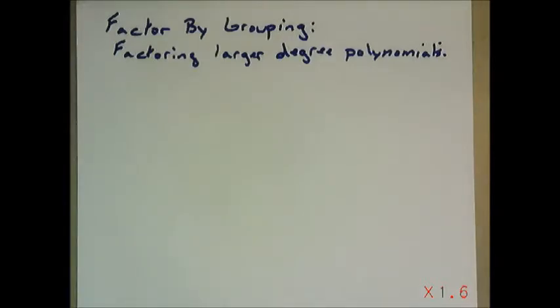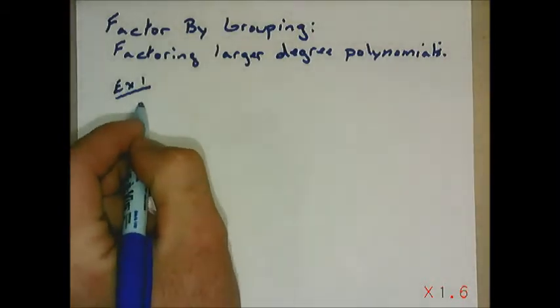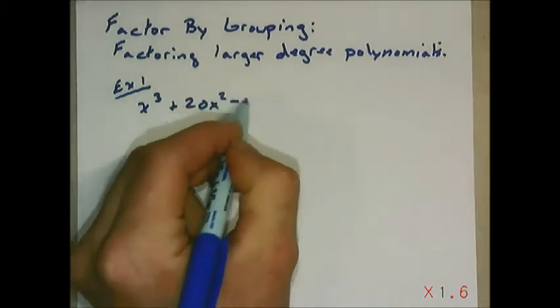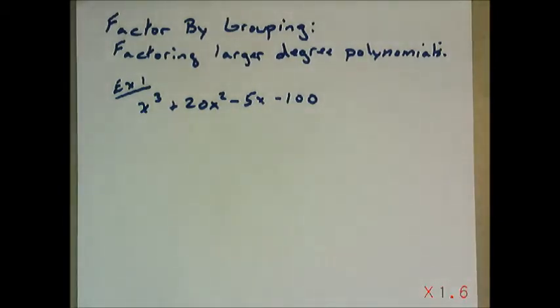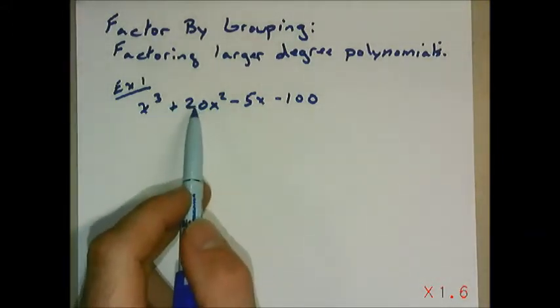Let's continue our discussion on factoring and bring in another type of factoring, which is factor by grouping and factoring larger degree polynomials. Let's begin with factor by grouping. If we're given a cubic, x to the third plus 20x squared minus 5x minus 100, and I ask you to factor that, with what we know so far, we could not factor it. We have a cubic, but we don't have the difference or the sum of perfect cubes.